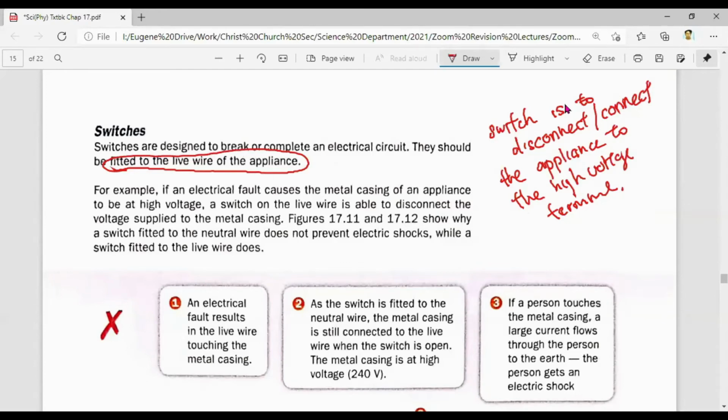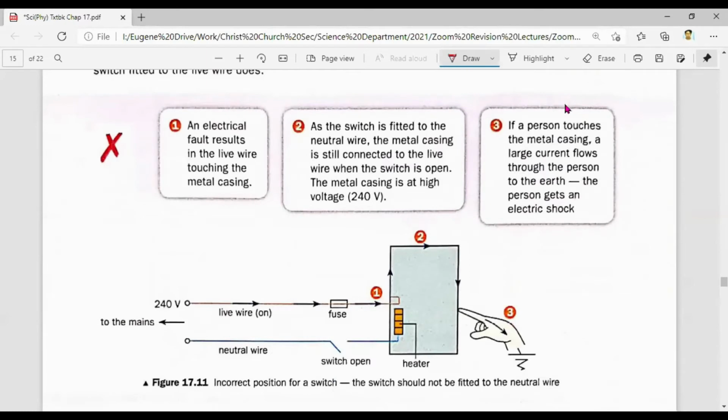So you can look through the examples here. Typically, you can see here, how come the wire touches the casing? Because of electrical faults. What are examples of this electrical fault that can cause the live wire to touch the metal casing? It's when you got damaged insulation. Now this damaged insulation is like what you have seen just now, one of the dangers where the cabling, the insulator is worn out, and then the wires are exposed and it touched the casing.